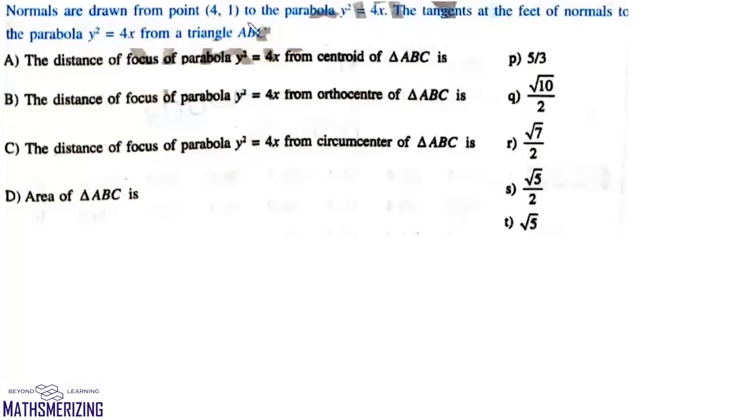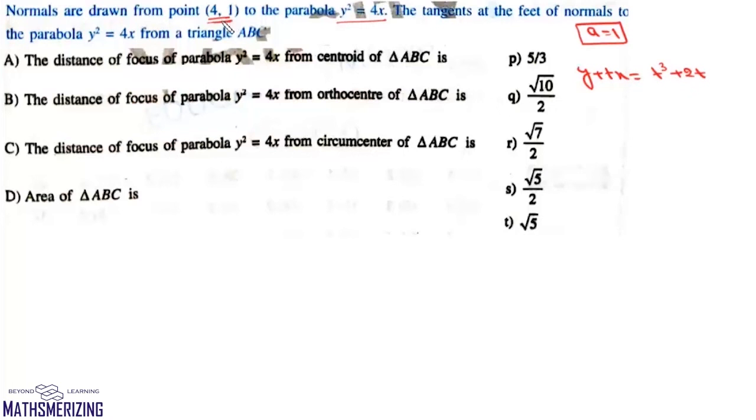Now here the question is, normals are drawn from the point (4, 1) to the parabola y square equals 4x. The tangents at the feet of the normals to the parabola y square equals 4x form a triangle ABC. So first we'll find the equation of the normal. For this parabola, the value of a is 1. So we'll write the equation of the normal in parametric form. The equation of the normal in parametric form will be y plus tx equals a t cube plus 2at, and a here is 1, so it will be simply 2t.